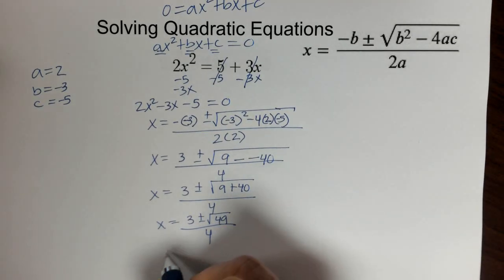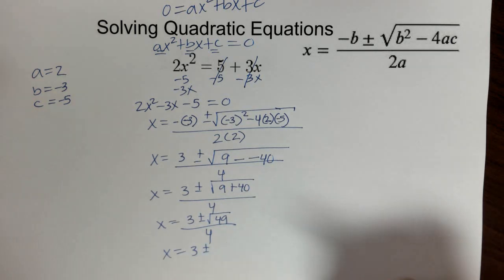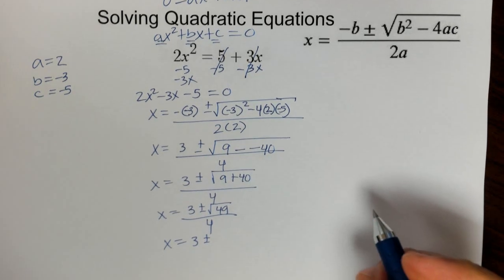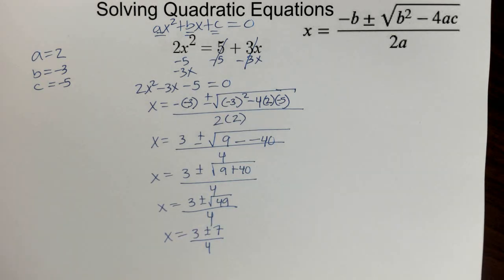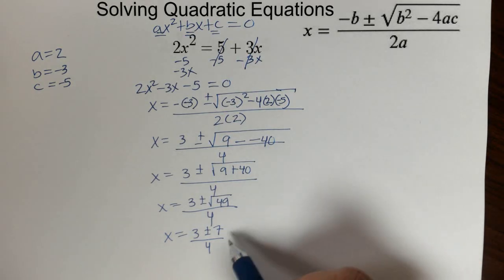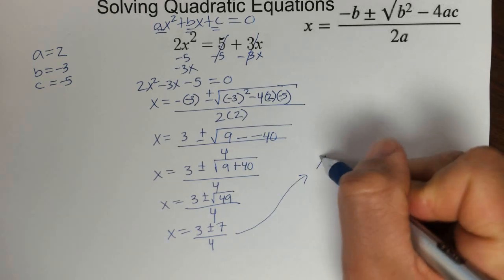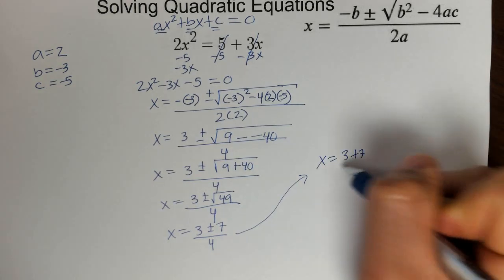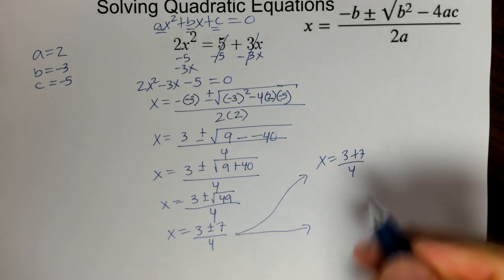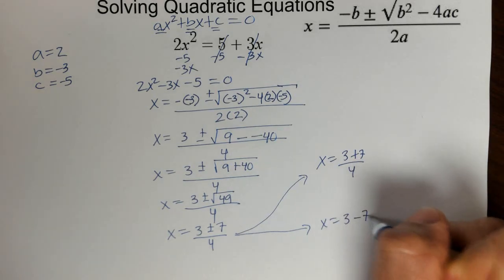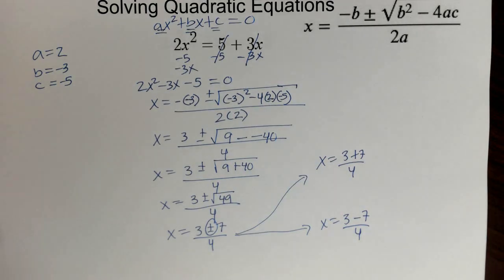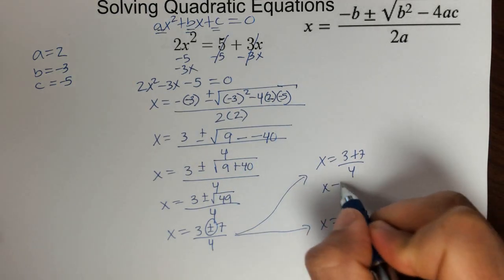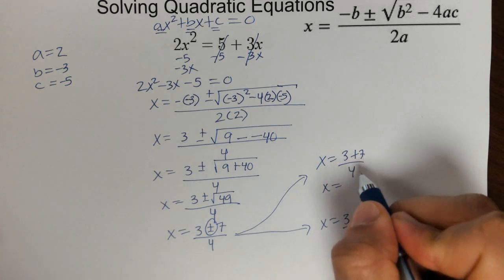Let's simplify the 49. x equals 3 plus or minus the square root of 49, which is 7, divided by 4. And now I can split this into my two parts. I'm going to do this here on the right side. I have x equals 3 plus 7. And I also have x equals 3 minus 7. Right? There's two parts to this problem, the plus or minus. As I continue to simplify, I get 3 plus 7 is 10 divided by 4.